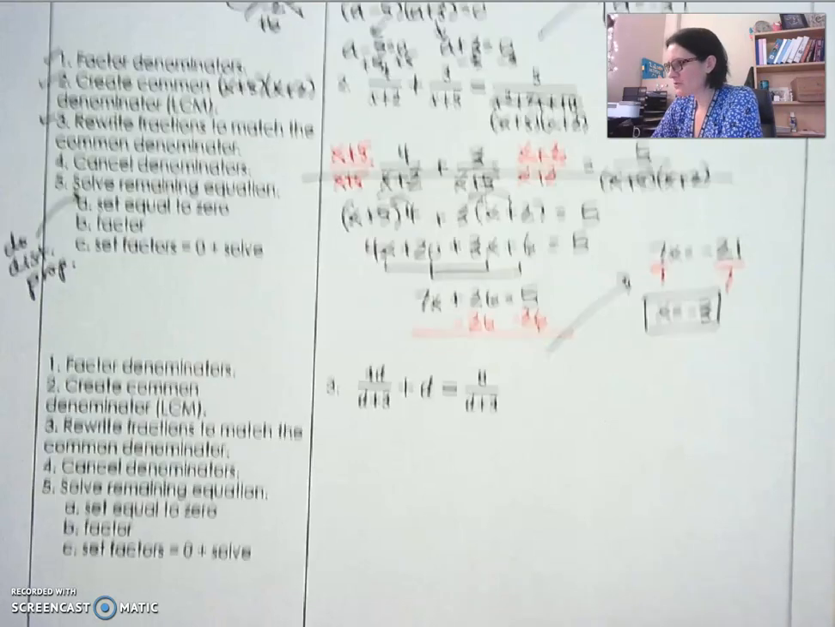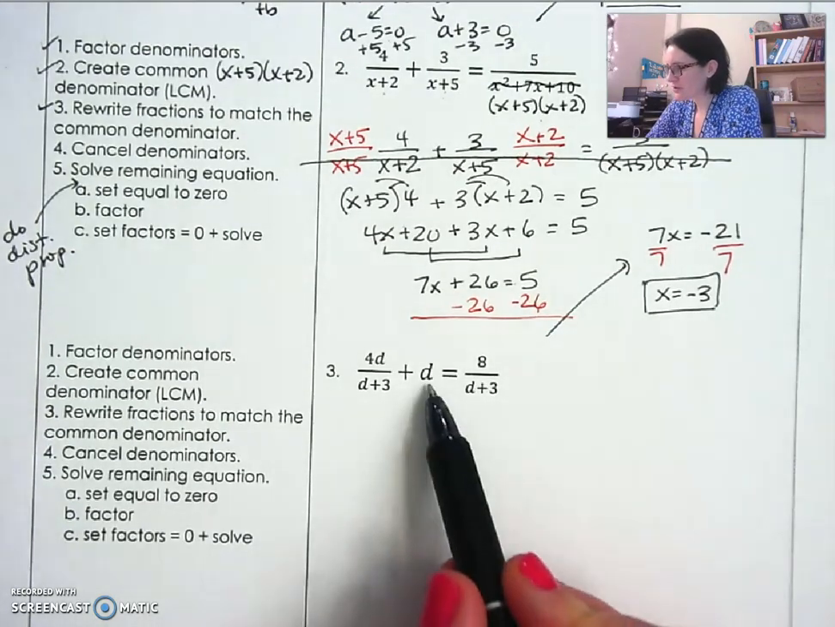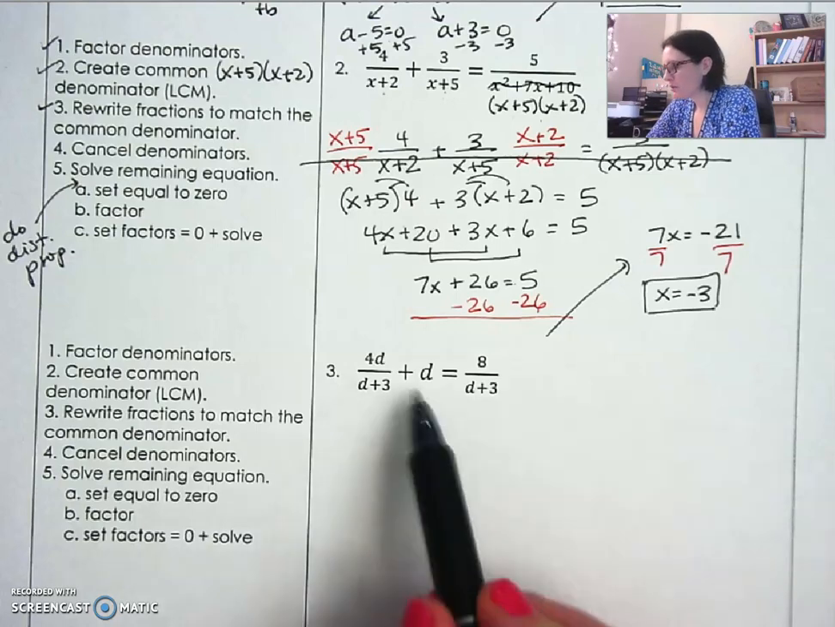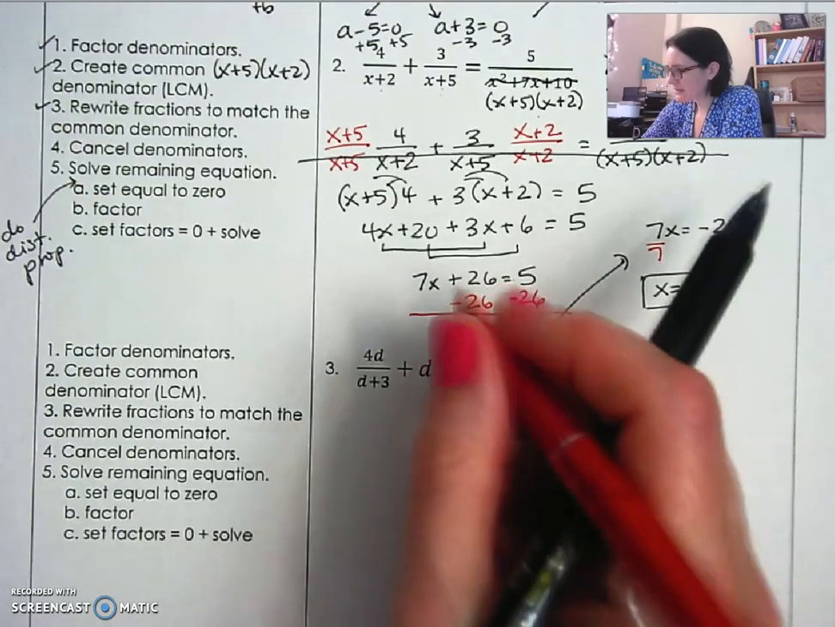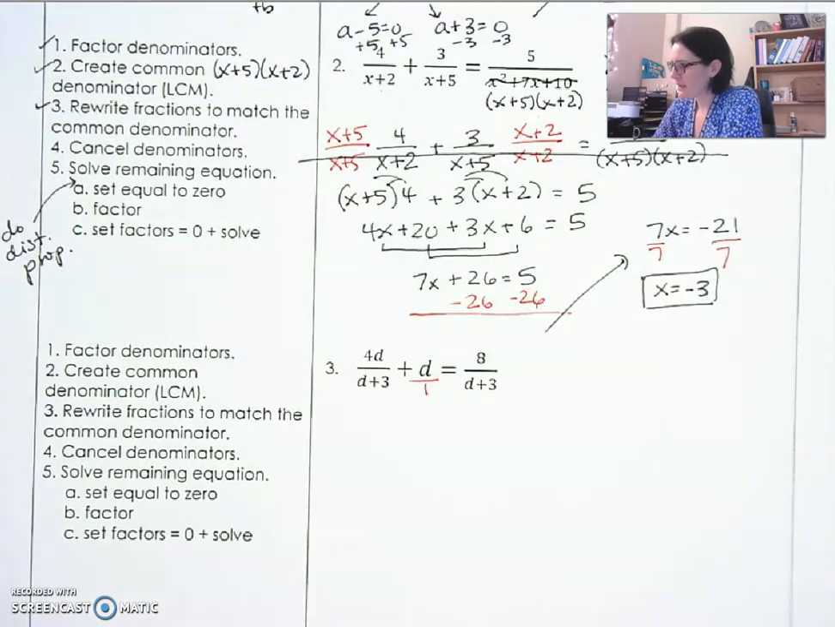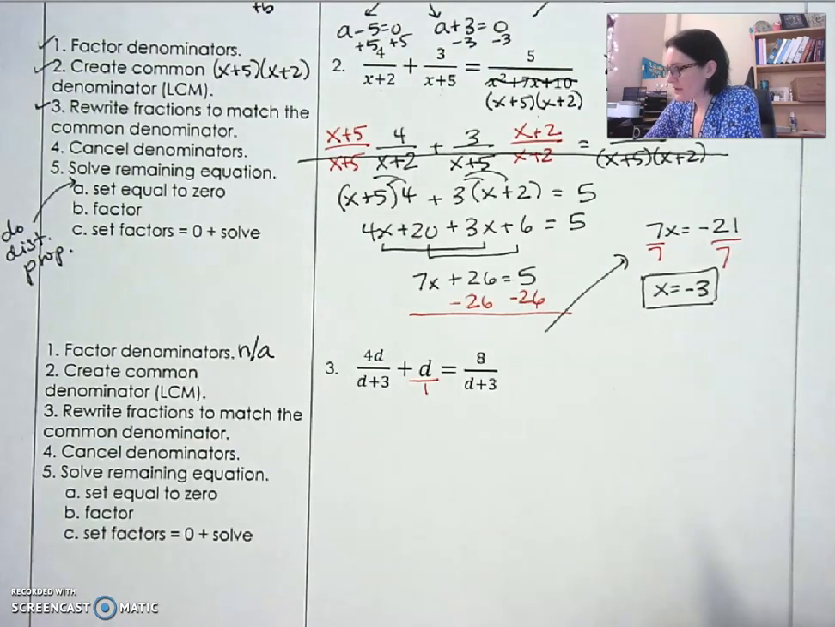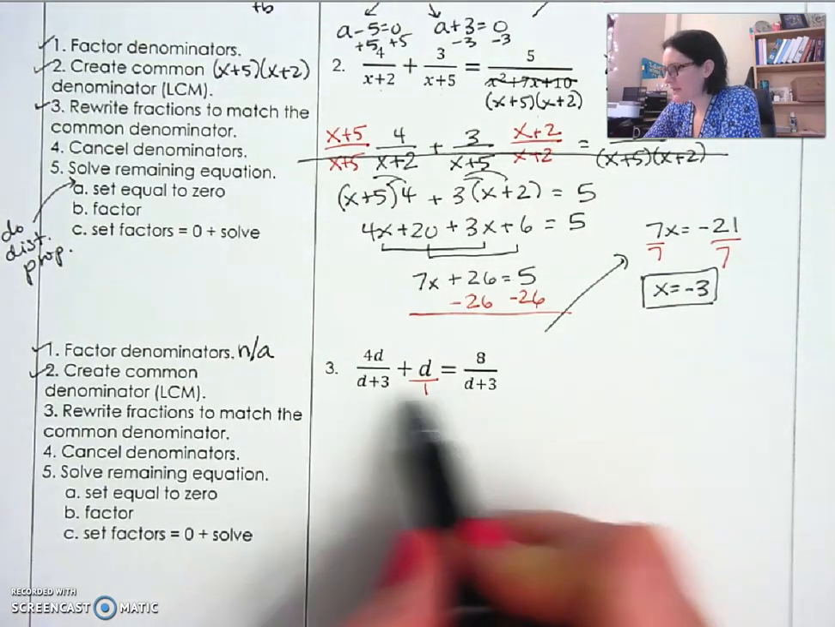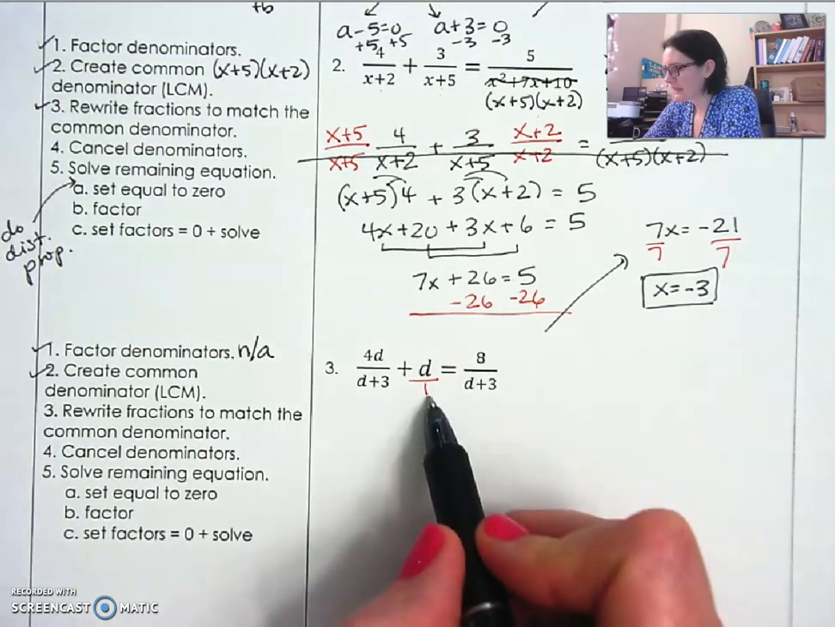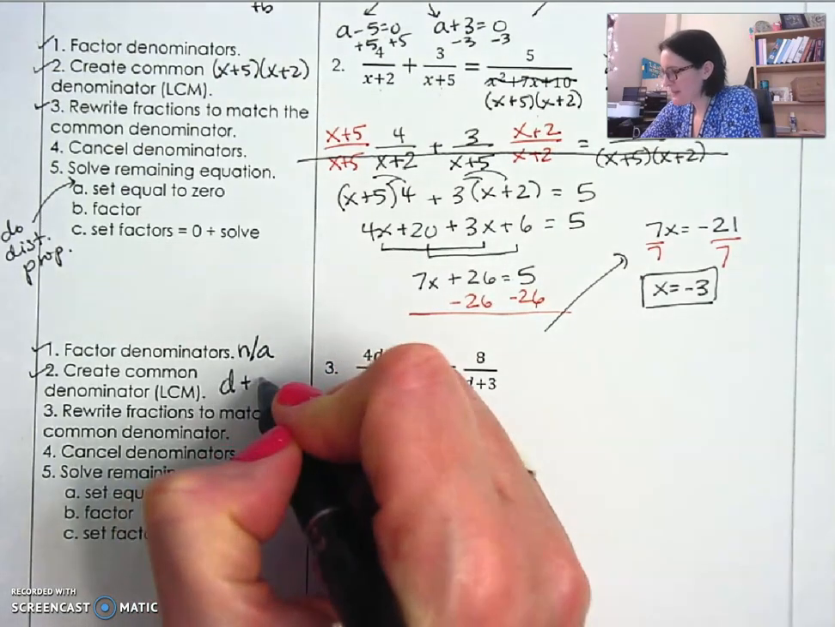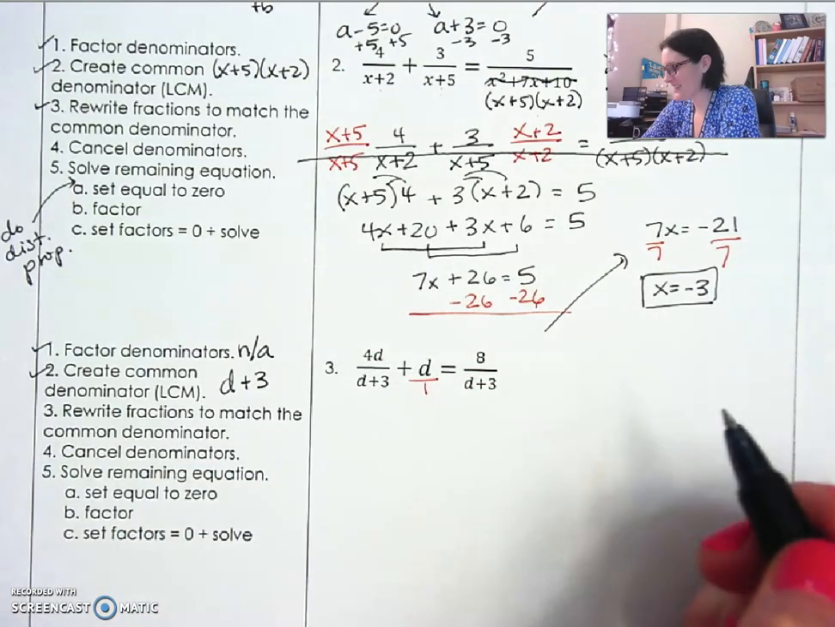And then for this last one, what's different is that we have this term with no denominator, but we still need to get a common denominator. So when we see no denominator, we know that it's an implied 1. Now we can't factor any of these. So we are going to go straight to our common denominator. These two already match. They're a d plus 3. So we need to make this 1 into a d plus 3. So our common denominator is going to be that, d plus 3.